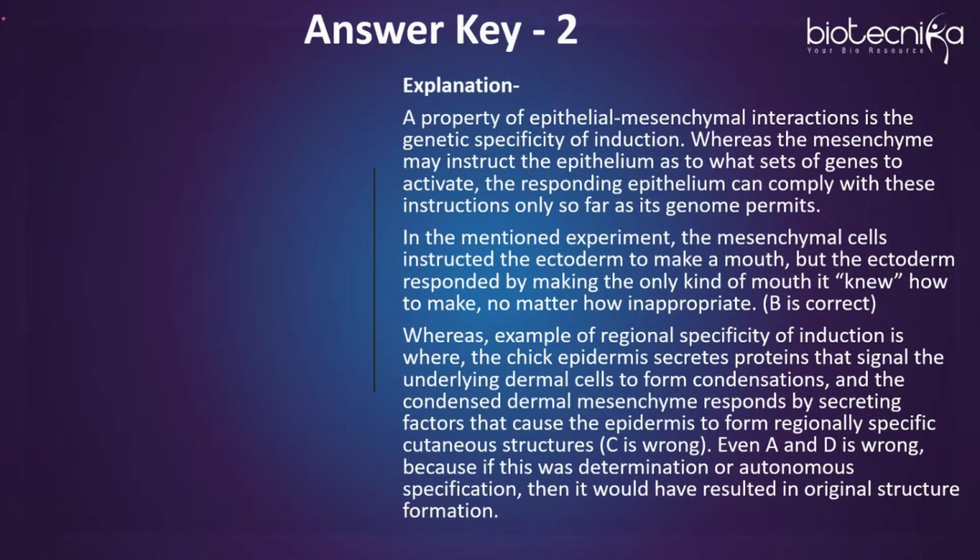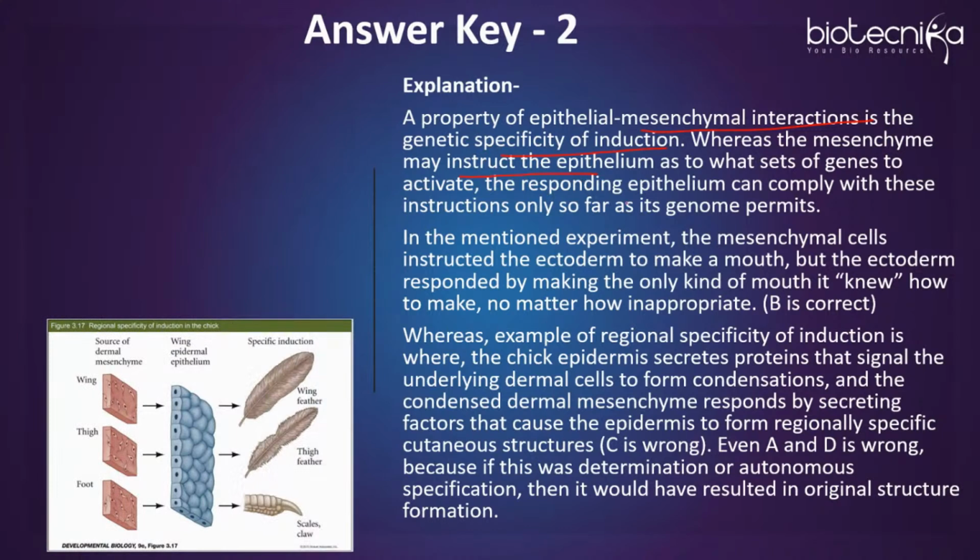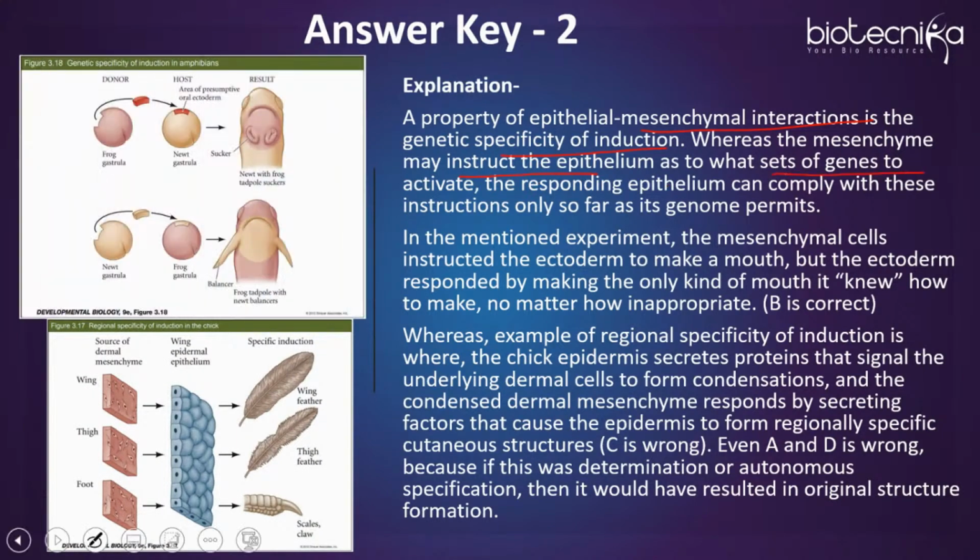A property of epithelial-mesenchymal interaction is genetic specificity, whereas the mesenchyme may instruct the epithelium as to what sets of genes to activate. So, this was the experiment actually. From a frog gastrula, you took a part, put it in a newt, and now you see the newt looks a bit different.